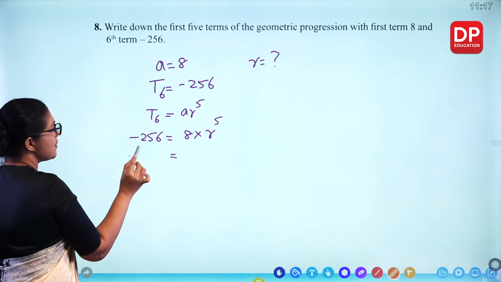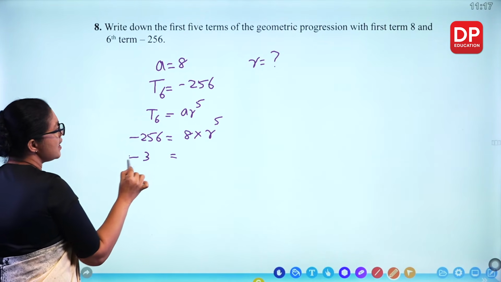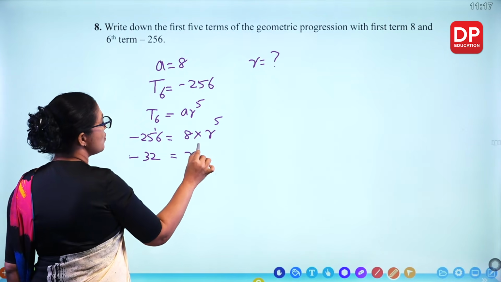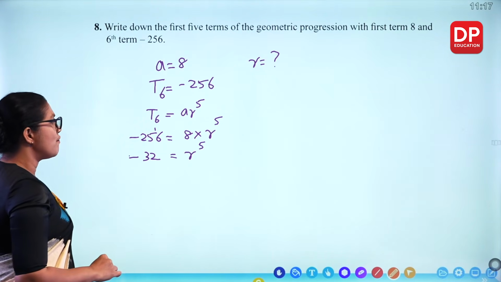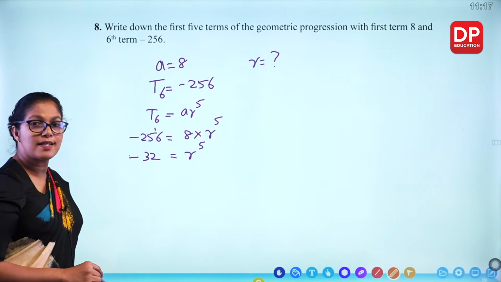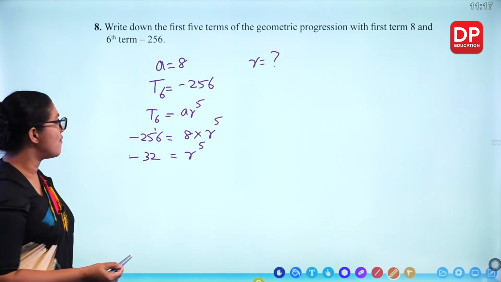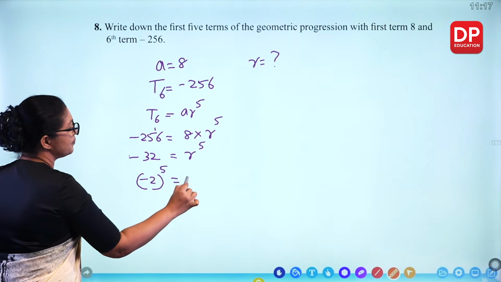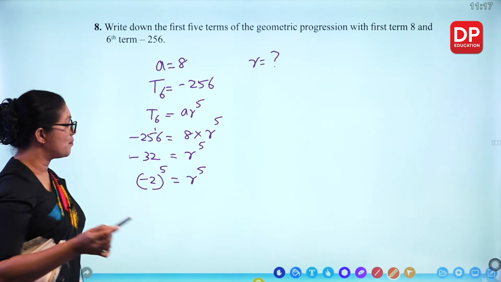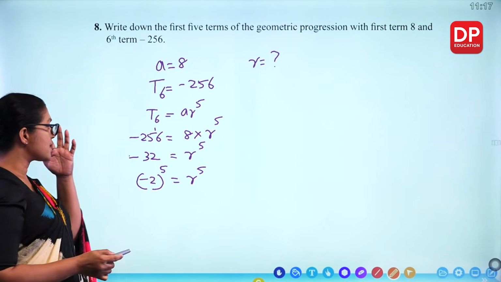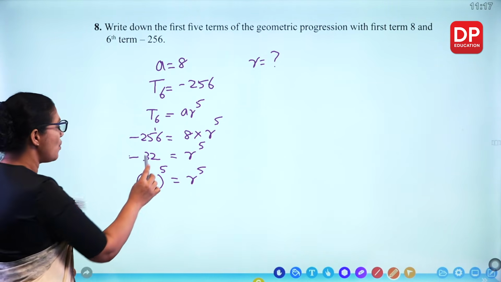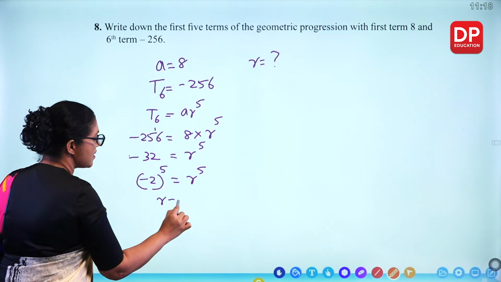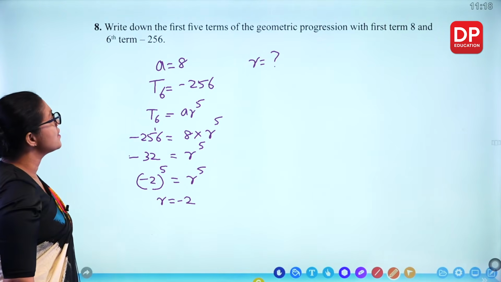Divide by 8. 8 times 3, 24. 8 times 2. Minus 32 is r to the power 5. What is minus 32? This is odd power. Definitely this should be minus 2 to the power 5. If you put 2 to the power 5, that's plus 32. Now, same powers, you can compare the bases. r is equal to minus 2.